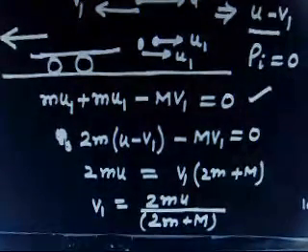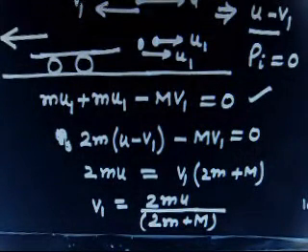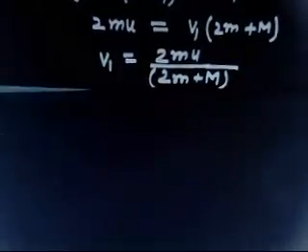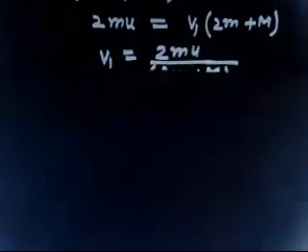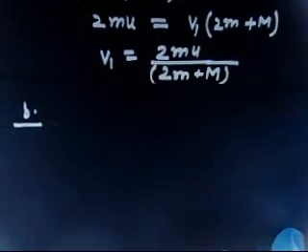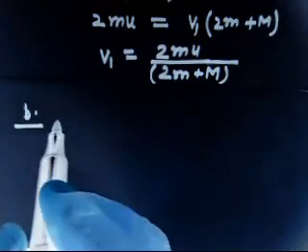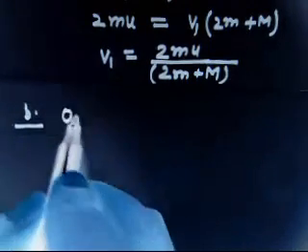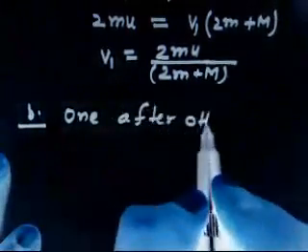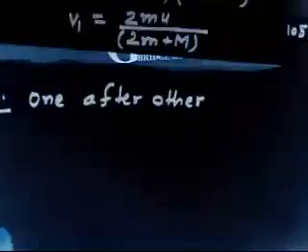Now the second part says, if both men jump one after other. So this time they are not jumping simultaneously. So let us see what happens if they jump one after other. So let us say part B, they are jumping one after other. This time again you can apply the momentum conservation law and you can solve these equations.